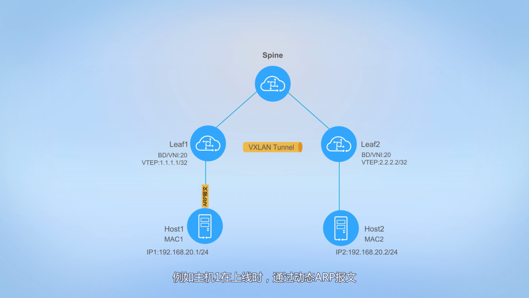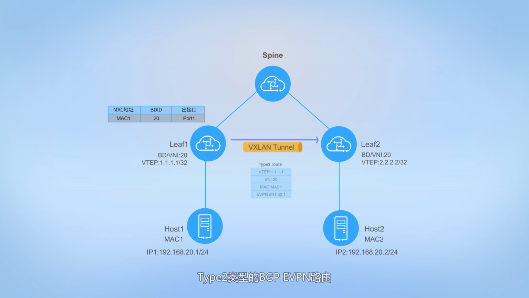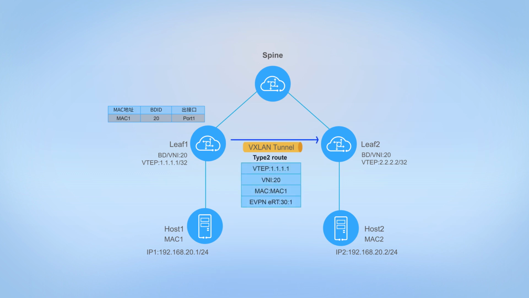For example, when host 1 is online, leaf 1 can learn the MAC address, inbound interface, and BD of host 1 by sending dynamic ARP packets and generate the MAC address entry of host 1 in the local MAC address table. Then leaf 1 will send Type 2 BGP EVPN routes to leaf 2. Type 2 BGP EVPN routes are also called MAC IP routes, carrying the local host MAC address, VTEP IP address, VNI, and export route target of the EVPN instance.